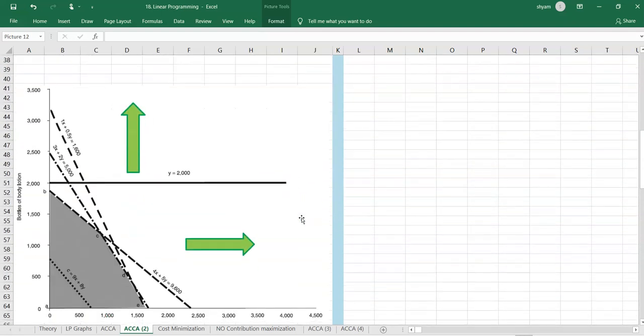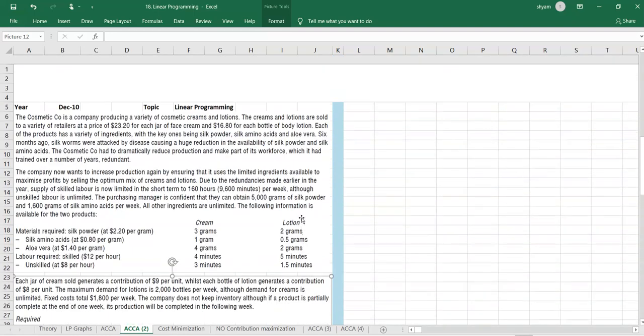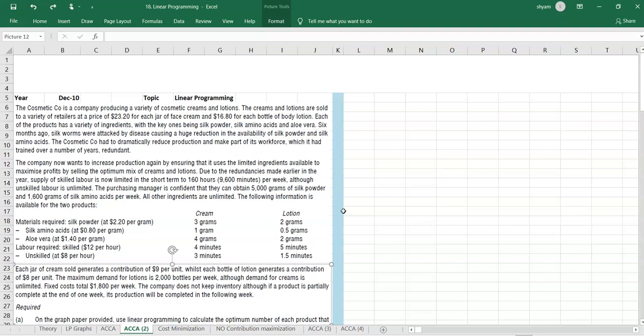So I already have the chart here. As I cannot draw a chart in MS Excel, I've got the chart here. So let's start doing the problem. If you see here, we'll start working out the problem. The first one is the optimum production plan, so we'll start from the optimum production plan.